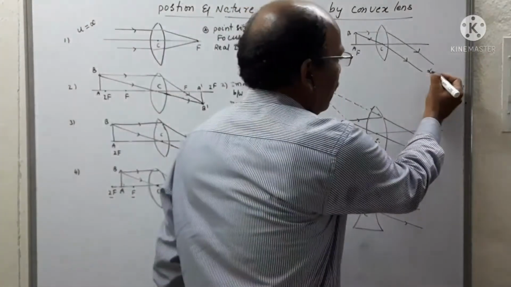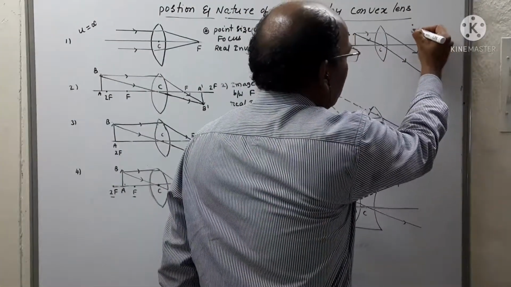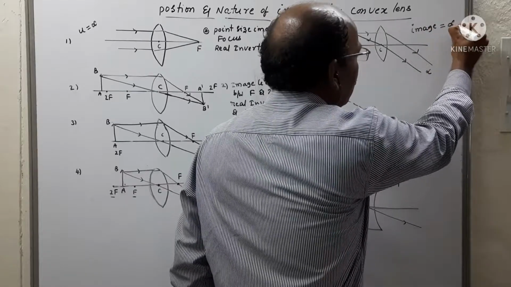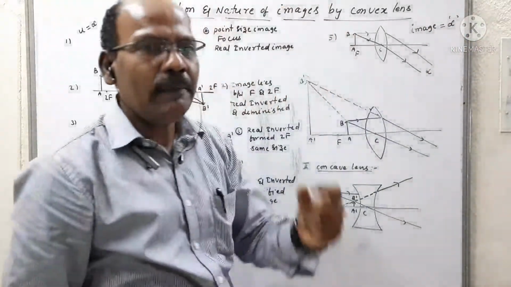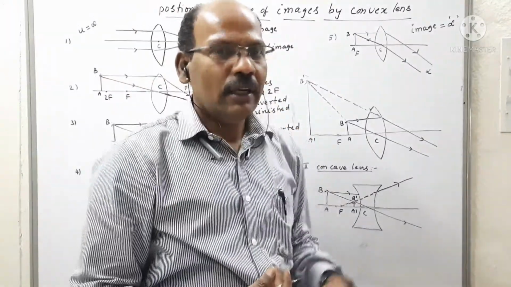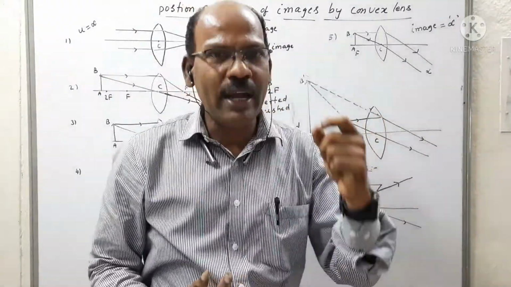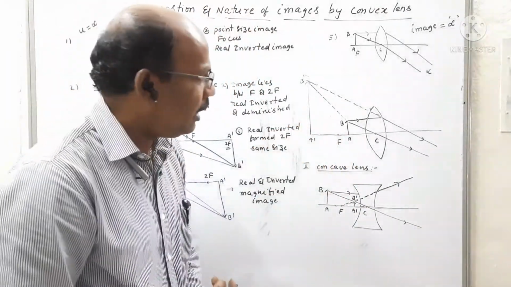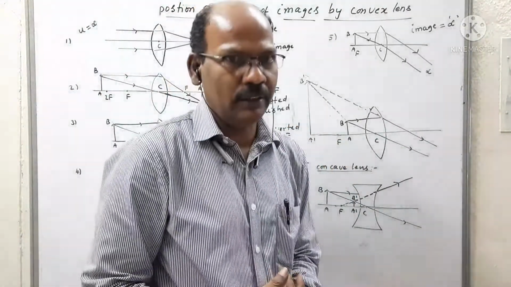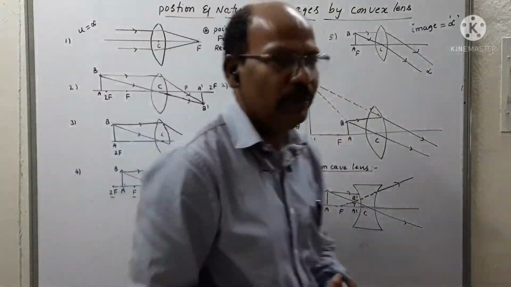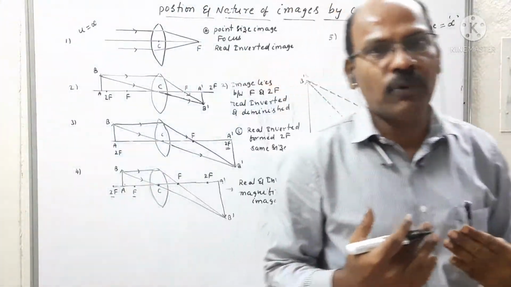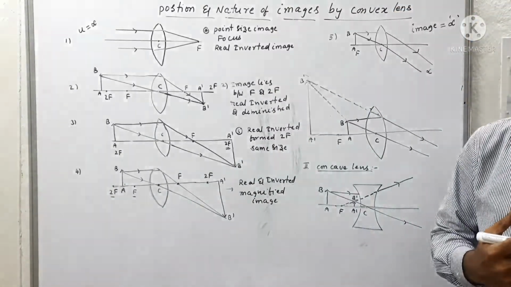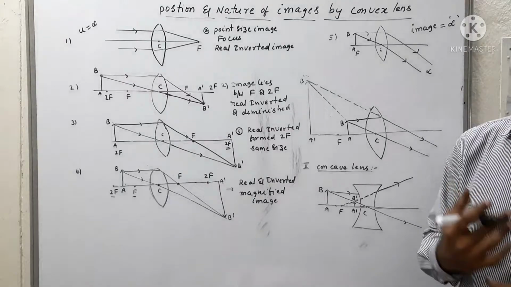Then we can observe that the image is formed at infinity. What is the size of the image? It produces a magnified image. That means the size of the image is bigger than the size of the object. That is the fifth case. When the object is kept at focus, it forms a magnified image at infinite distance.